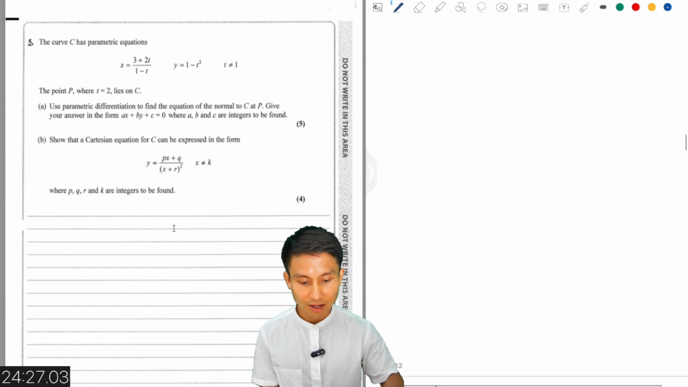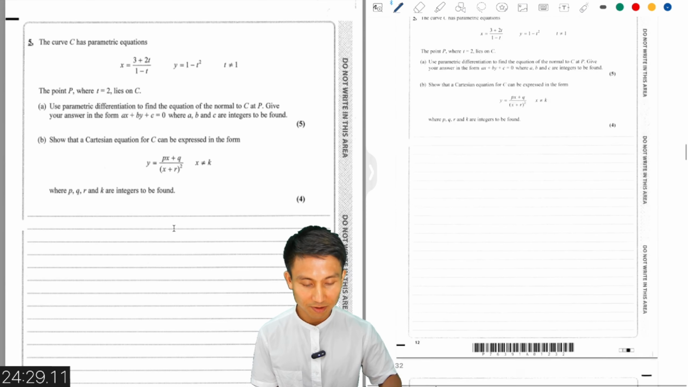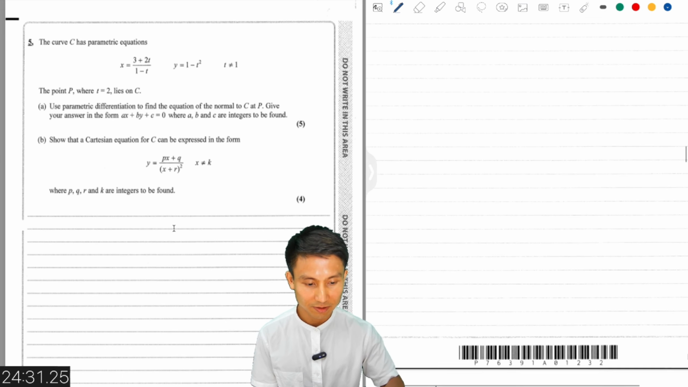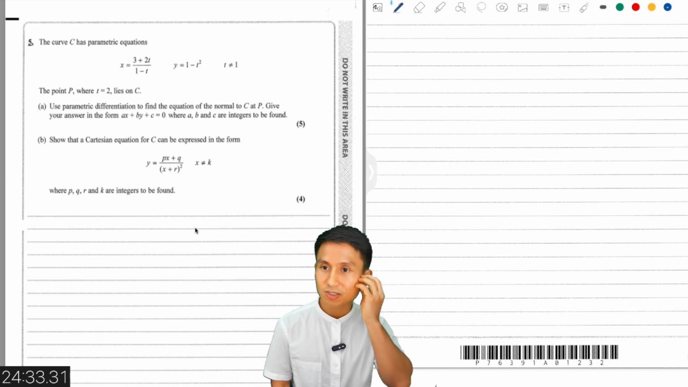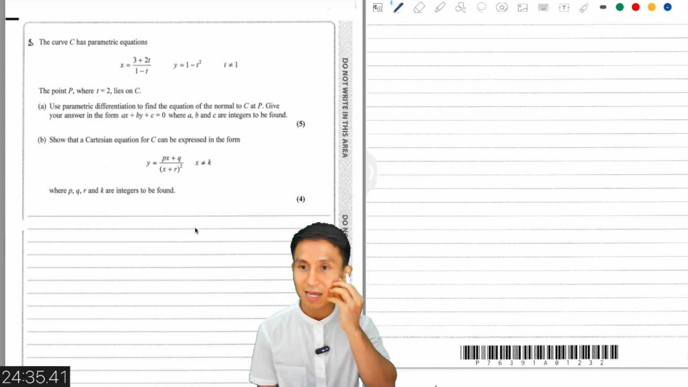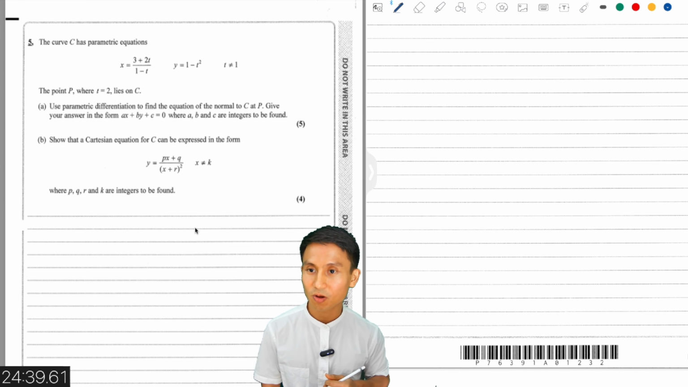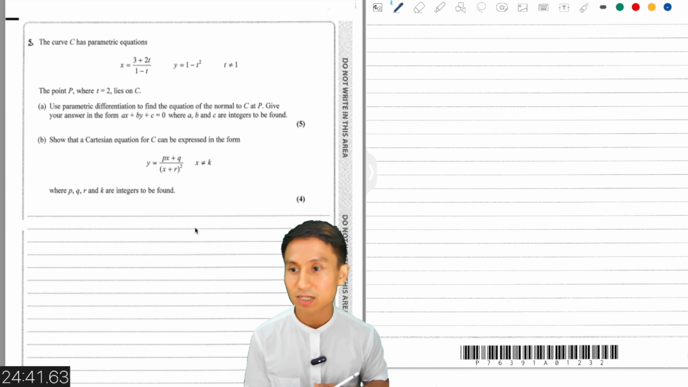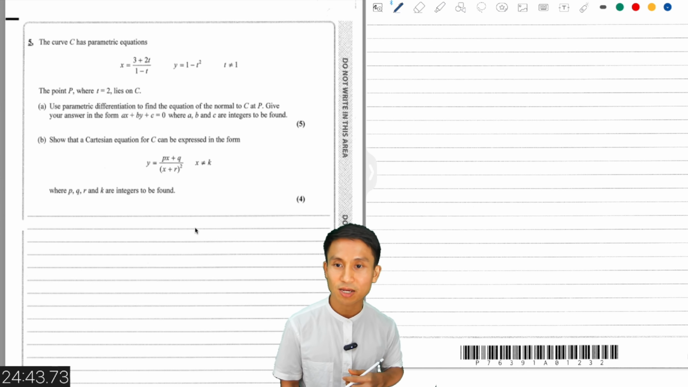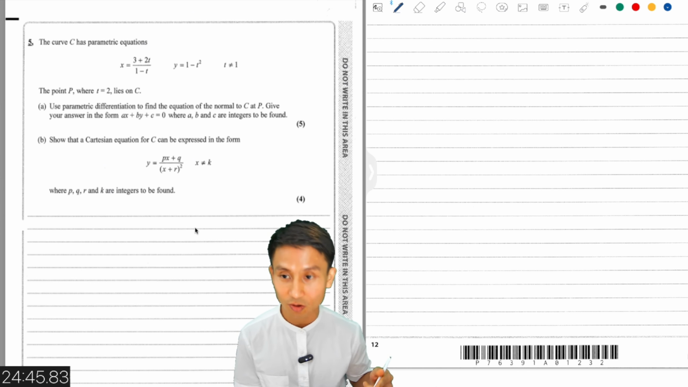Next, number 5. Where's my number 5 here? Okay, number 5 is here. The curve C has parametric equations, x equals that, t is not 1, of course, you can't divide by 0. The point P where t equals 2 lies on C. A, use parametric differentiation to find the equation of the normal.